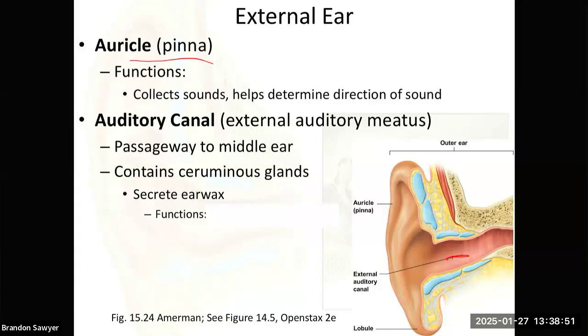And then we get down into the canal itself, right? It's called the external auditory meatus, that takes us to the middle ear, and has specialized sweat glands called ceruminous glands, which make earwax. Earwax is good for trapping things and repelling insects, and just helps to keep things out of our ear.